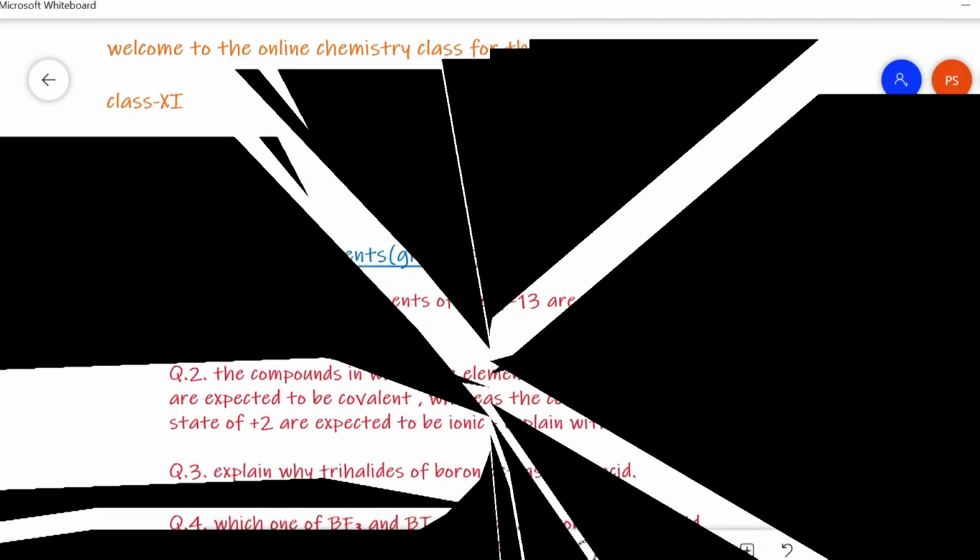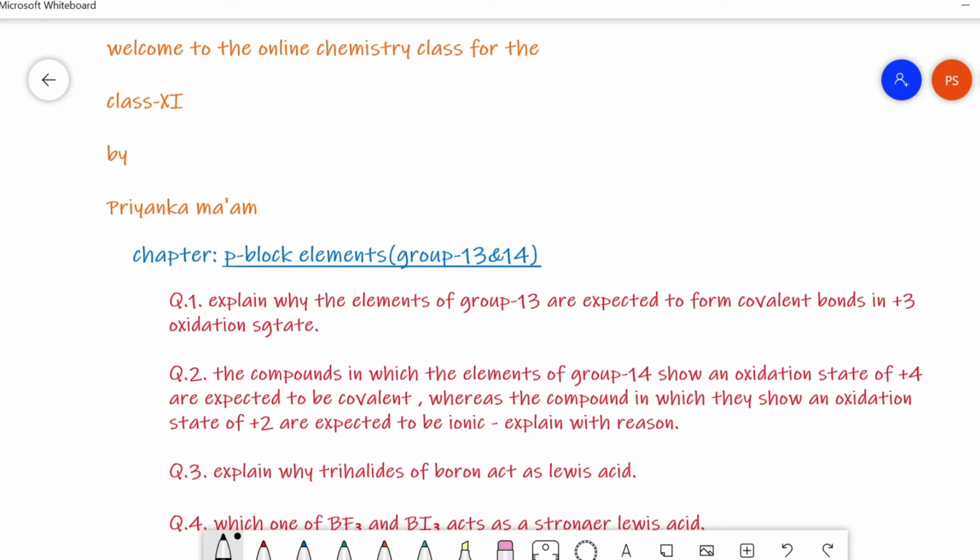To the class. We are going to continue with the lesson, p-block elements of group 13 and 14, with the question answer session that we were doing. The first question today is on the screen, and the question is to explain why the elements of group 13 are expected to form covalent bonds in +3 oxidation state.